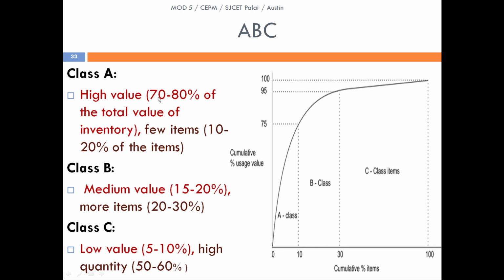In class A, as you can see, around 70 to 80% of the total value of the inventory rests in just 10 to 20% of the items. In class B, about 20 to 30% of the materials account for about 15 to 20% of the value. And in class C, apart from A and B, a high quantity of materials, around 50 to 60%, accounts for just 5 to 10% of the value.